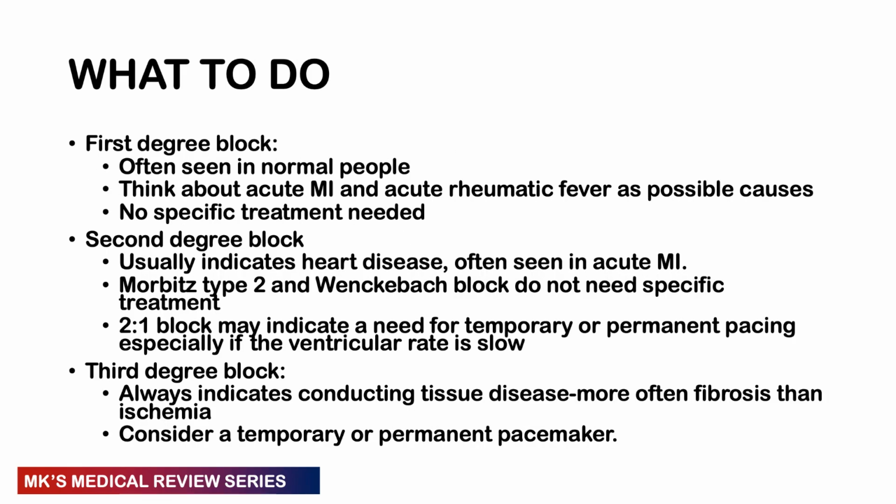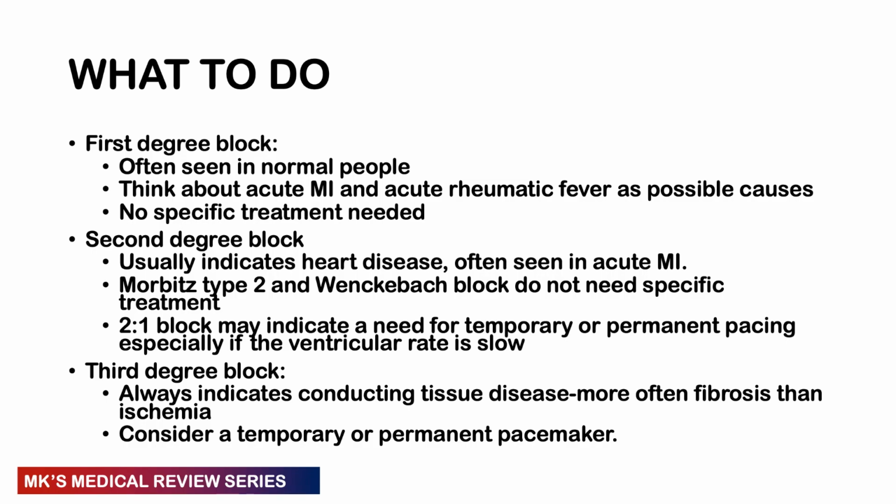So what do we do? So first degree heart block, it's quite common. You may see it in some individuals. So think of acute MIs. You may also think of acute rheumatic fever if you're thinking of some possible causes, or sometimes even some drugs. There's no specific treatment that is indicated for these patients. Second degree usually is going to be indicative of heart disease, so it's seen in acute MIs as well.